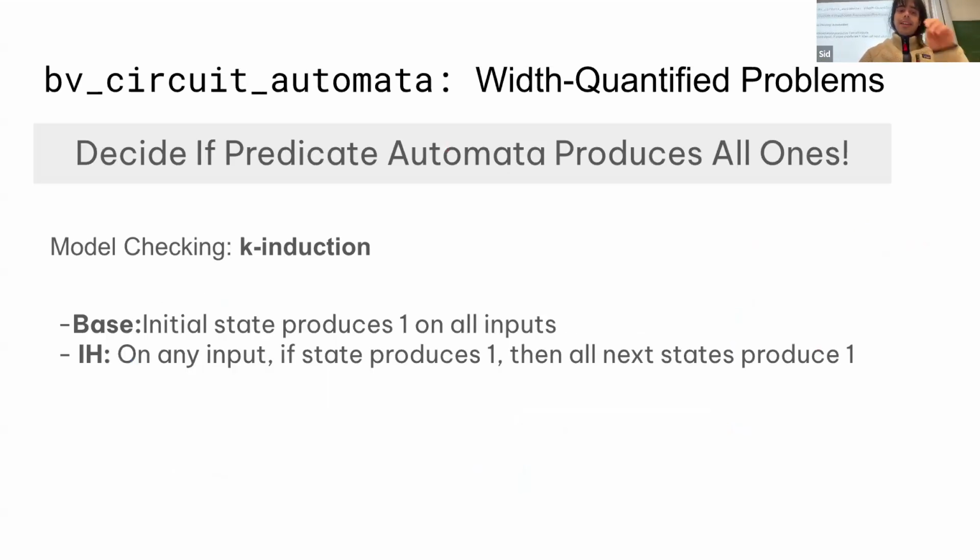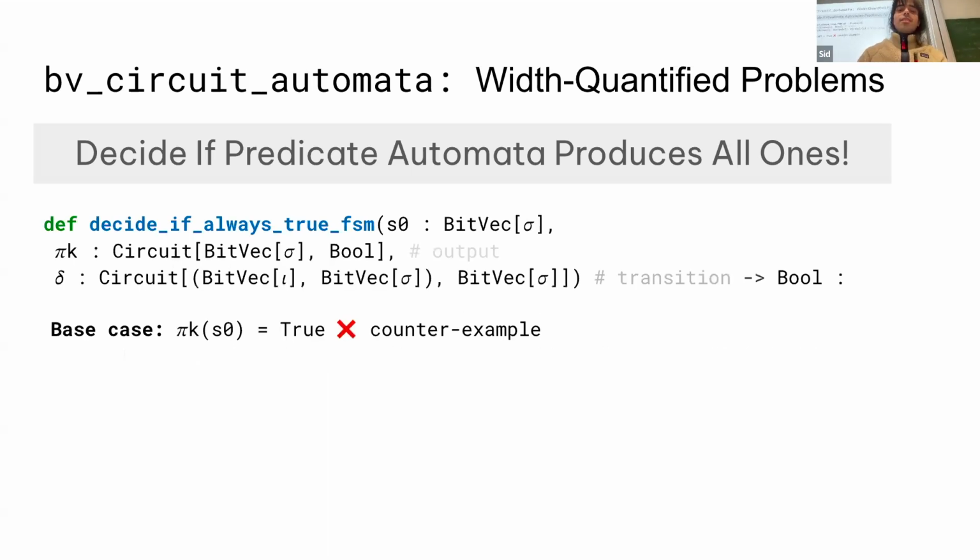And essentially, the idea is to use an algorithm from model checking called k-induction, where first we check that the initial state produces 1 on all inputs. And then we try to prove some kind of inductive invariant that says that on any input, if a state produces 1, then the next state also produces a 1. So this establishes the thing, right? But then, okay, why is it called k-induction? This just seems to be one induction. The idea is slightly more involved.